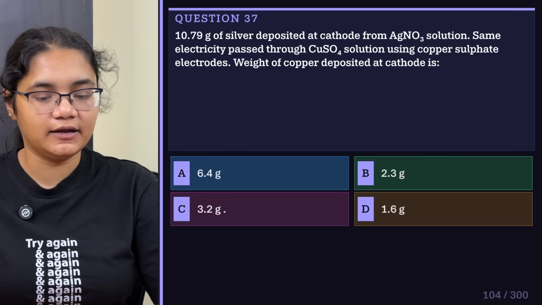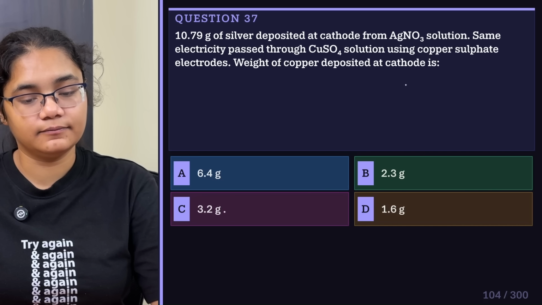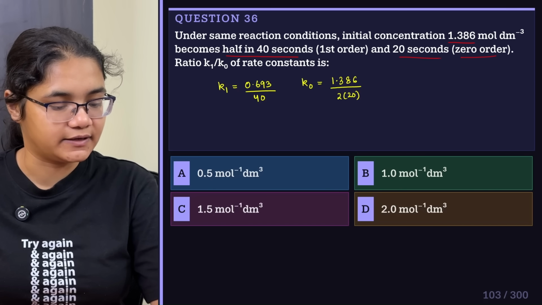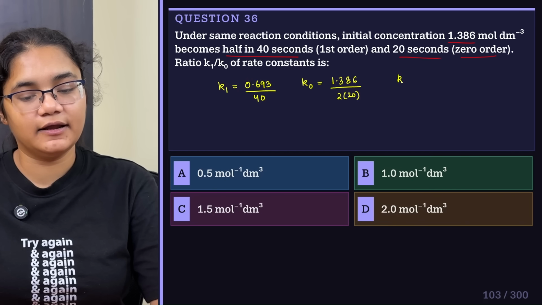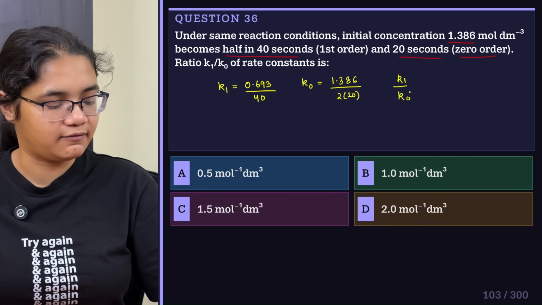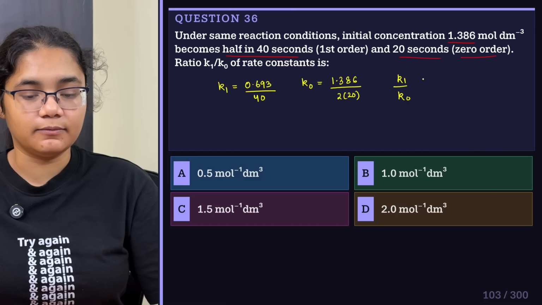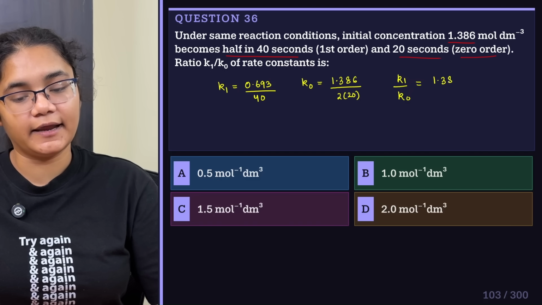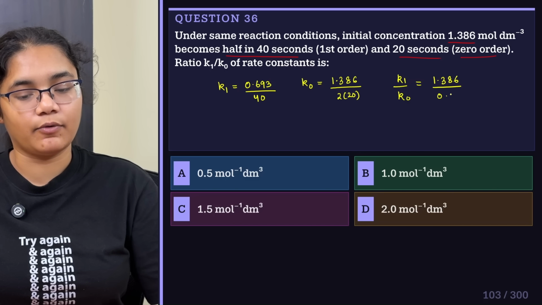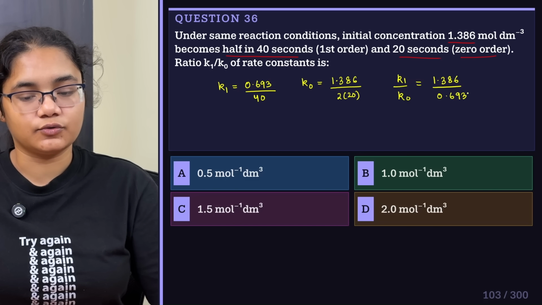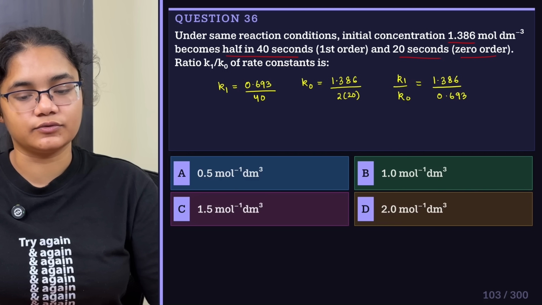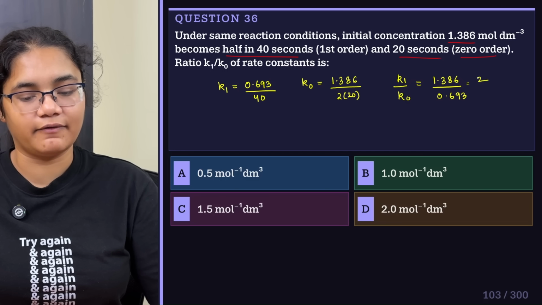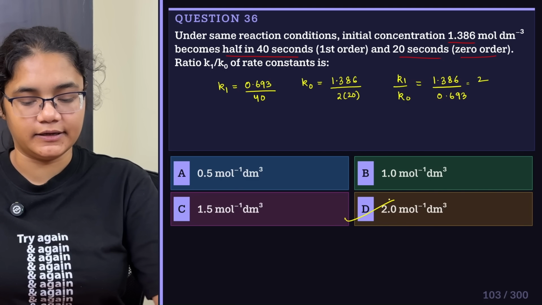Now if I divide K1 by K0, it will be equal to 1.386 divided by 0.693. So this one will be 2 3s are 6, 2 9s are 18. So you will get a value of 2. So option number D here.